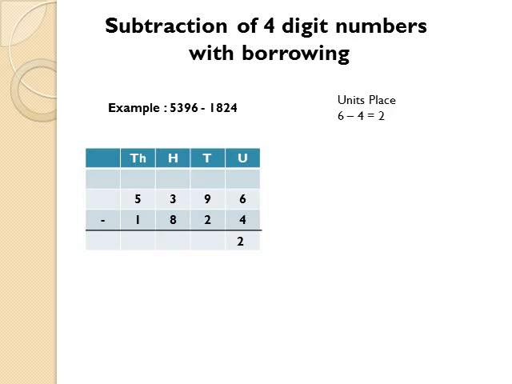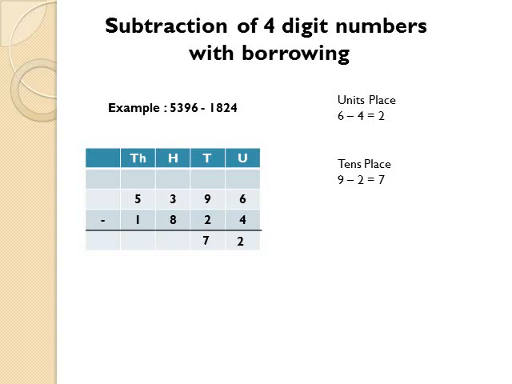Now see the digits in tens place. 9 minus 2 is equal to 7. So write 7 in tens place. Now see the digits in hundreds place. We cannot subtract 8 from 3. So we have to borrow from thousands place.